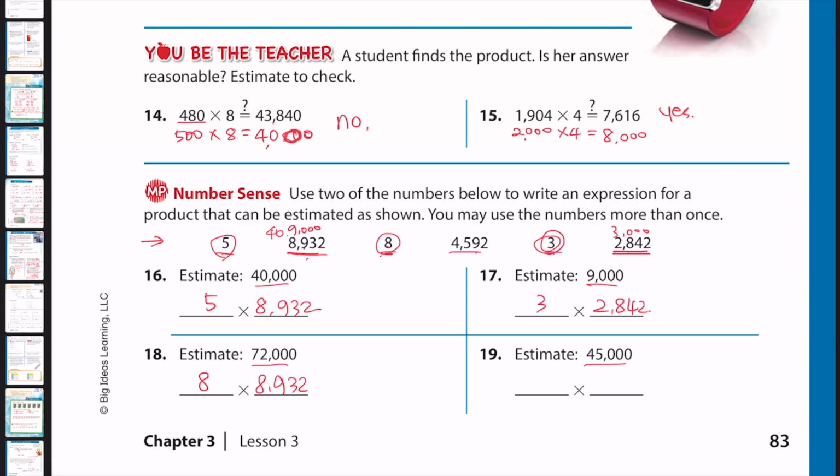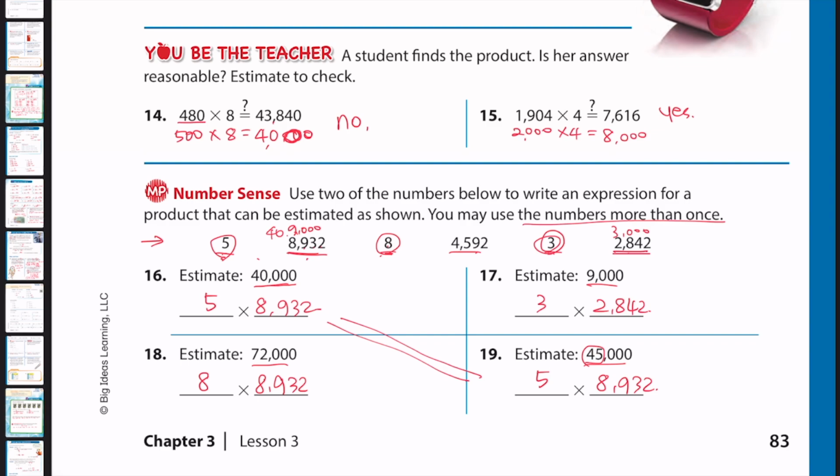What number can we use? 5. Yes, since this is a product of multiples of 5. So I'm gonna use, if I can go for 9,000 times, 9 times 5 is 45. So 5 times 8,932 is gonna be the answer. Since we can use it more than once, I think this should be fine. But since we have the same of this, let me think again.